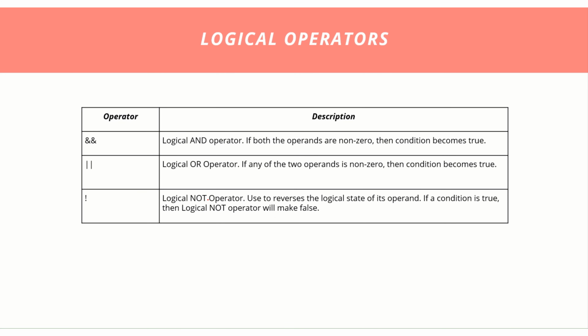Third is the logical NOT operator. This is used to reverse the logical state of its operand. If the condition is true, then the logical NOT operator will make it false. Let's see the truth table. A, Y, and expression is A bar. If A is true, then output is false, and if A is false, then output is true.